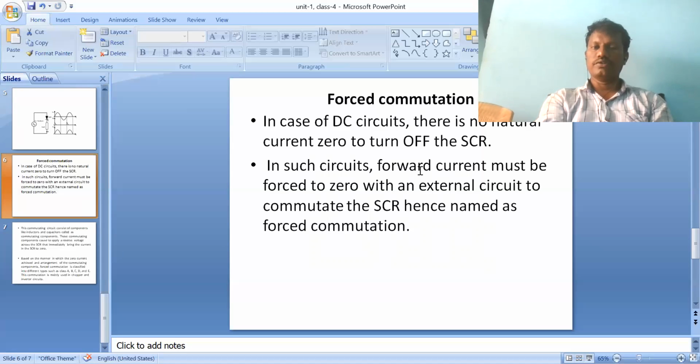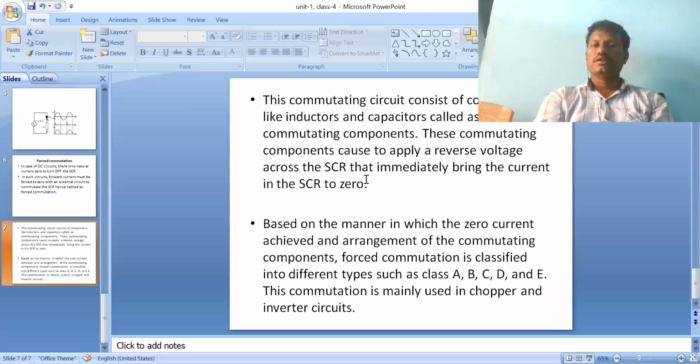In this commutation, some external circuits need to be implemented to commutate that SCR. To commutate that SCR is called forced. Natural means there are no external circuits. Forced means we require some special circuits to turn off that SCR. So what are the commutation circuits? Commutating elements. Commutating elements are two elements: one is inductor and the other is capacitor.